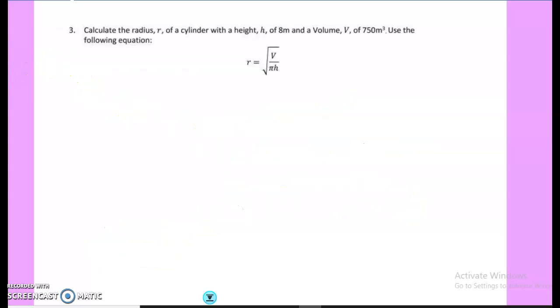Okay, question 3. Calculate the radius of a cylinder. So this is a formula that you have used before. You've used it to calculate the volume. It's just been rearranged into the form where you can calculate the radius. So putting in the information we need, the volume is 750 divided by pi times the height. Height is 8.